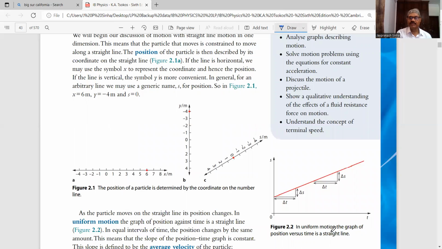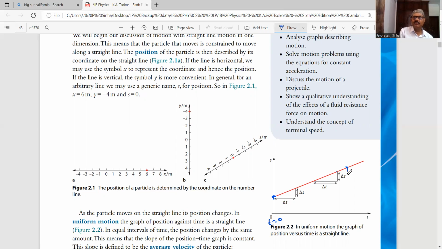So this is uniform motion. In uniform motion, the graph of position versus time is a straight line, isn't it? So on the y-axis, we are taking position of the body, and on the x-axis, we are taking time. Correct? So when we draw the graph, what do we find? We find a straight line. So see, this is the position when time is equal to 0. Okay? And just imagine that this point is S.